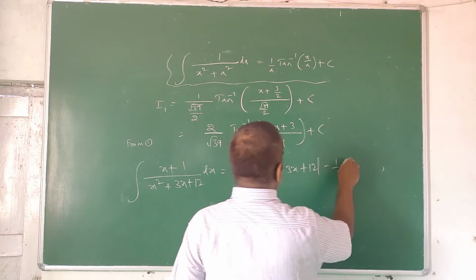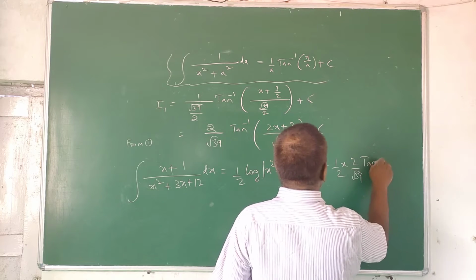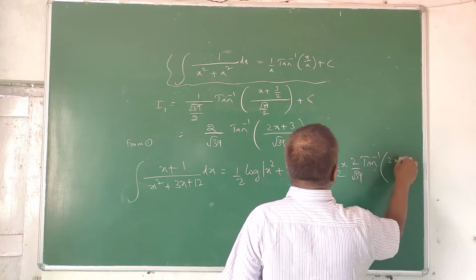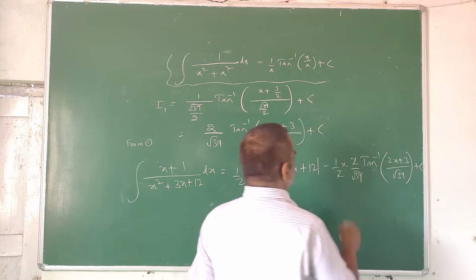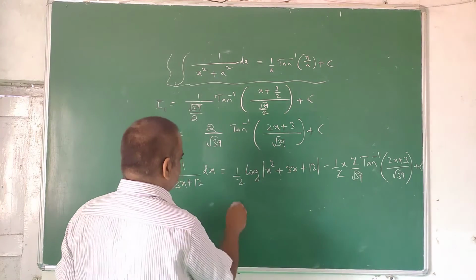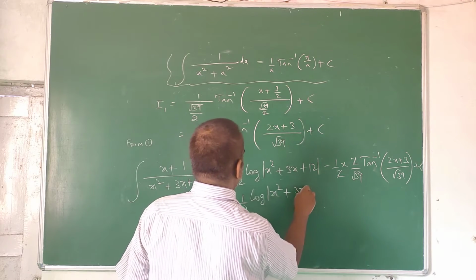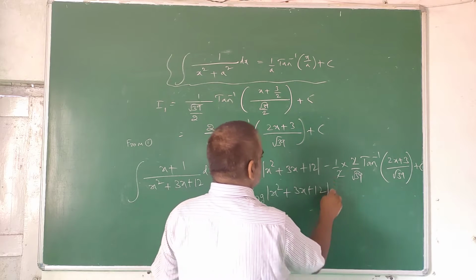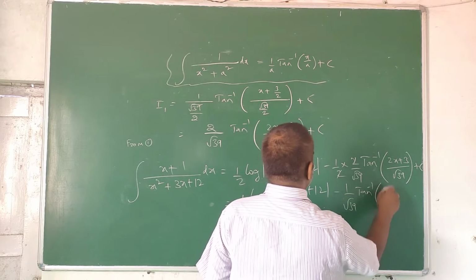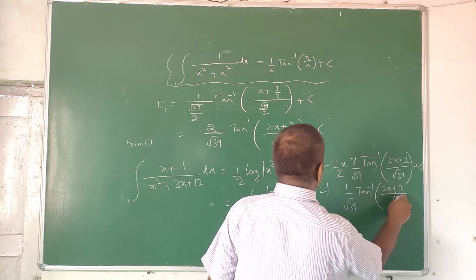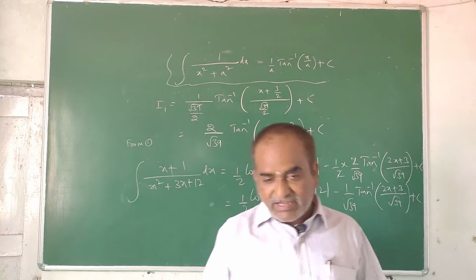So I1 what you got? 2 by root 39 tan inverse 2x plus 3 by root 39 plus c. Now this 2 and 2 gets cancelled. So this is equal to 1 by 2 into log mod x square plus 3x plus 12 minus 1 by root 39 into tan inverse 2x plus 3 by root 39. So this is the final answer, right?